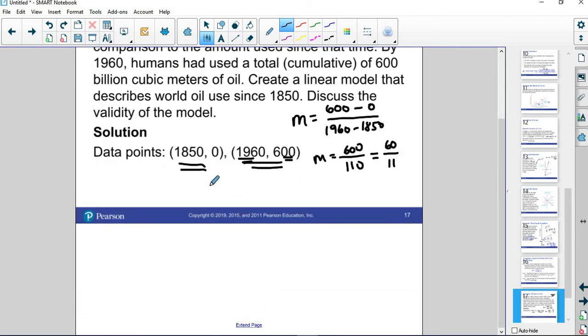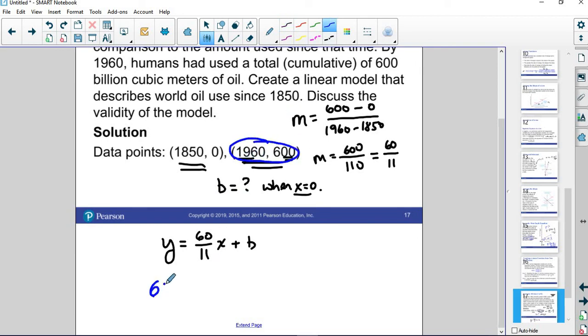How do I find my y-intercept? Well, my y-intercept equals what when x is equal to 0? Well, I don't know. So what I need to do is I need to come down here and I say, okay, y equals 60 over 11 x plus b. I don't know what that is. And then I use either one of these points to determine what b has to be. So we use either one of these points and plug in for x and y and solve for b. So I'm going to use this one here.